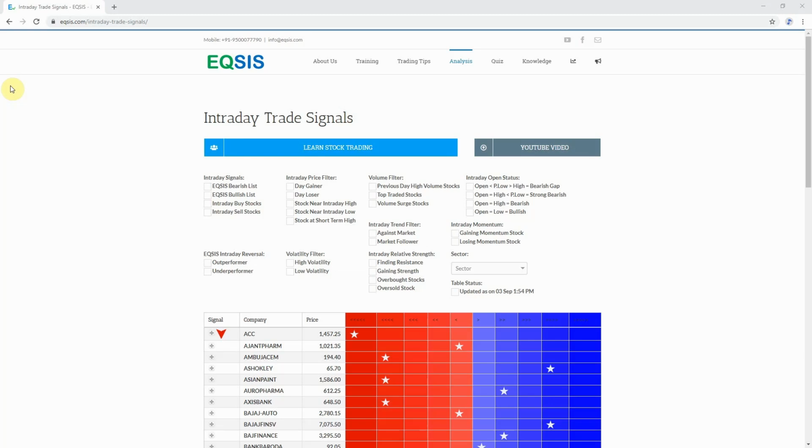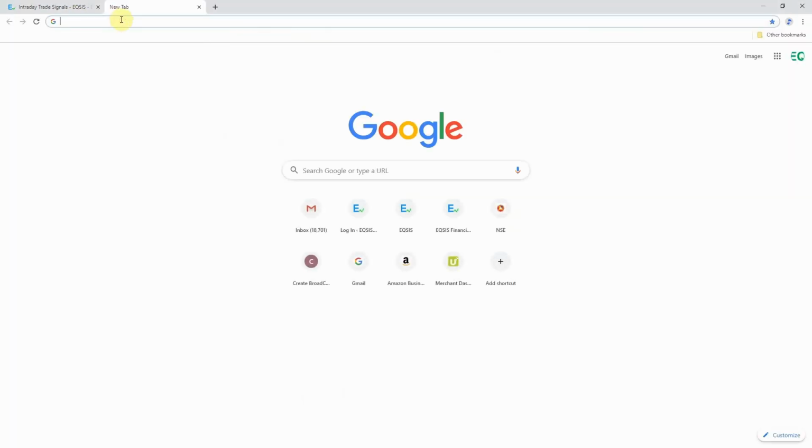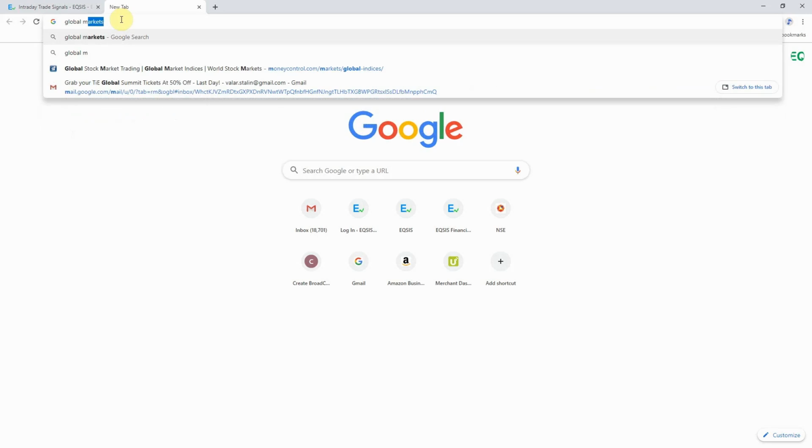As an intraday trader, I want to find a stock which is in momentum, which is good to hold for a while, which can make me rich in a short span of time. Then how do I find the stock? Because as I told you, I've got really limited time in terms of working with this. Let me first open my Google and just go to global markets.